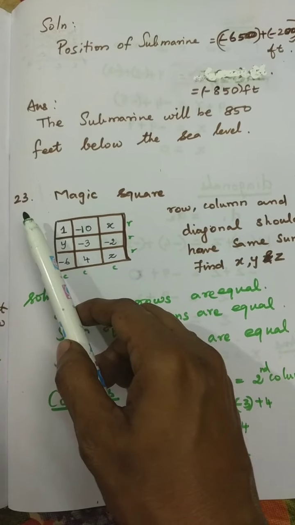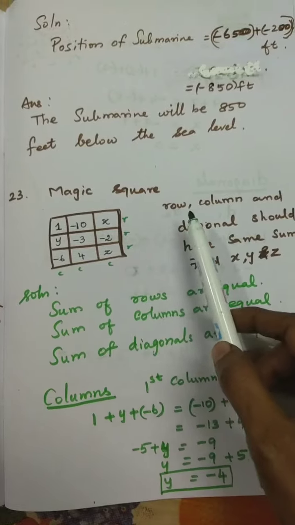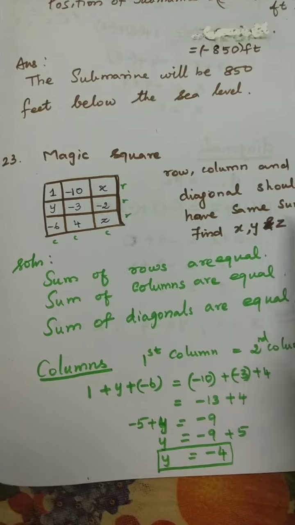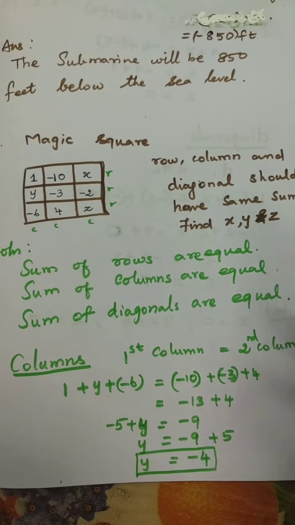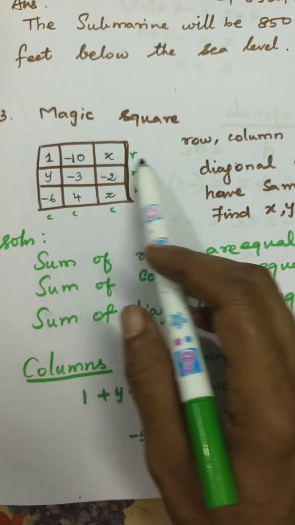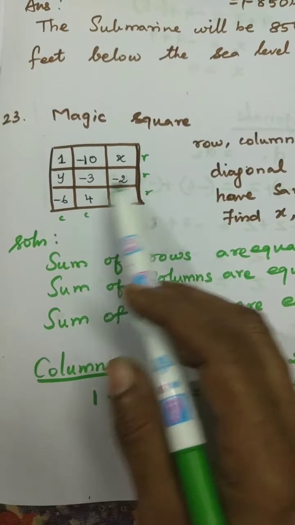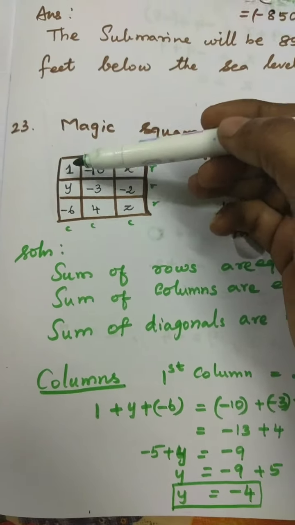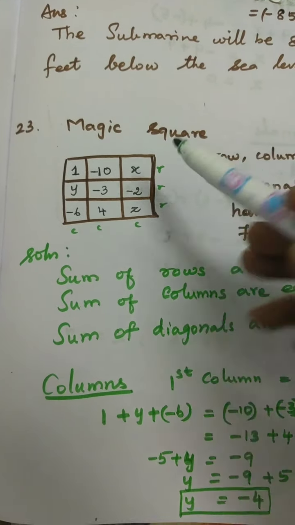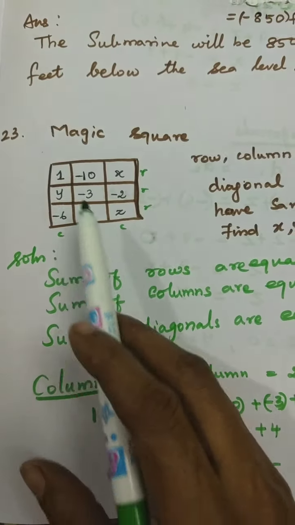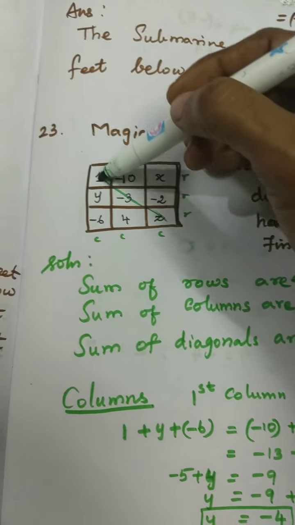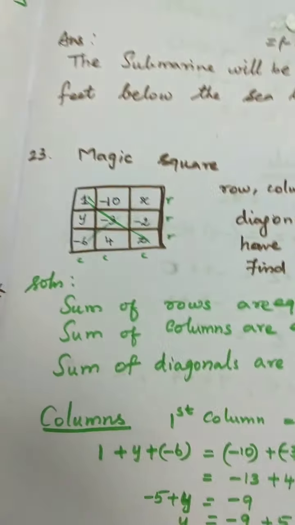The 23rd sum. A magic square is given. They said row, column and diagonals should have the same sum. Find x, y and z. This is the first row, second row, third row. This is a column: first column, second column, third column. Then the diagonals: this is a diagonal, and this is also a diagonal.